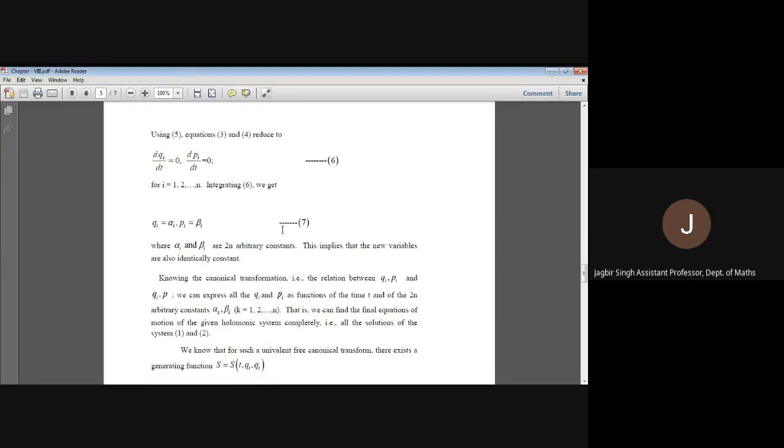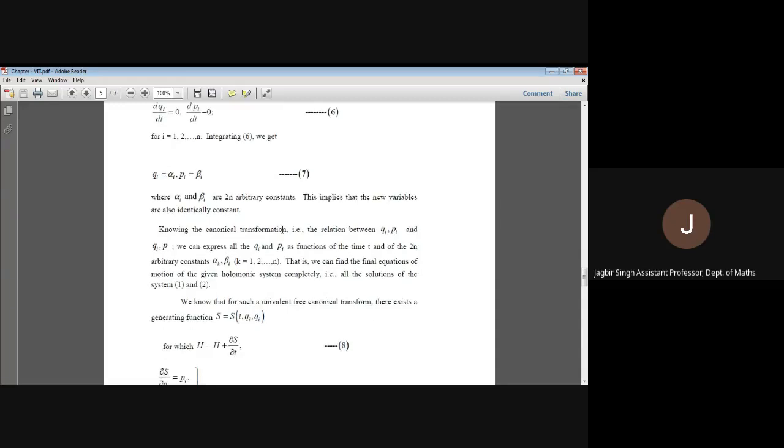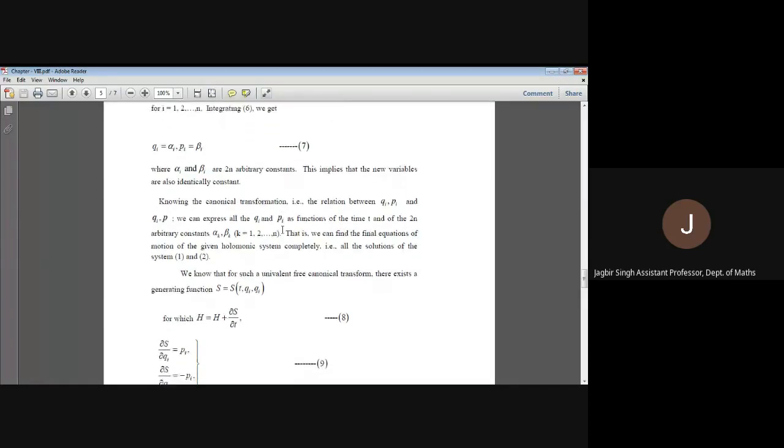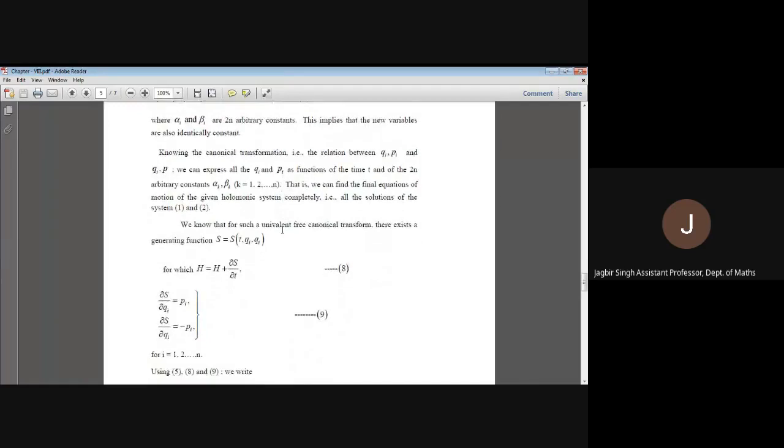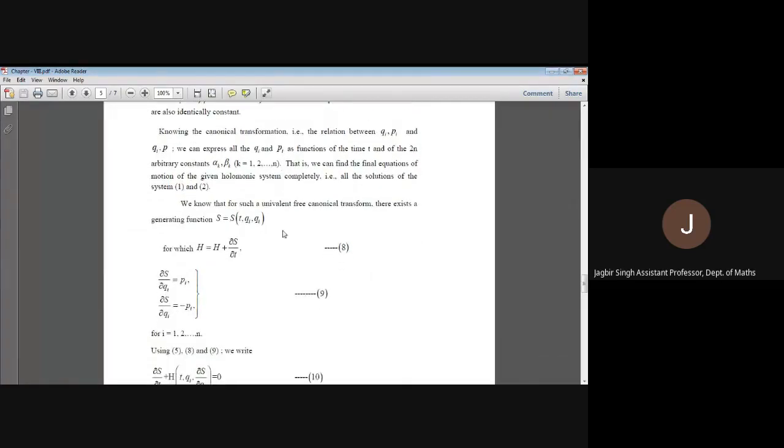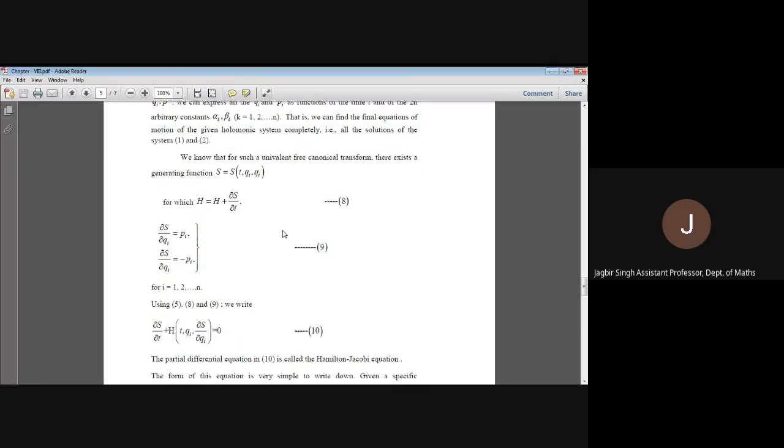So just a similar discussion that we have replaced pi with the appropriate expressions in terms of qi tildes, and so the generating function F will have a new expression represented with S, a function of t, qi and qi tilde, and then using the remark we will have h tilde equal to h plus ∂S/∂t, ∂S/∂qi will be pi, and ∂S/∂qi tilde will be minus pi tilde. So from here h tilde is 0.